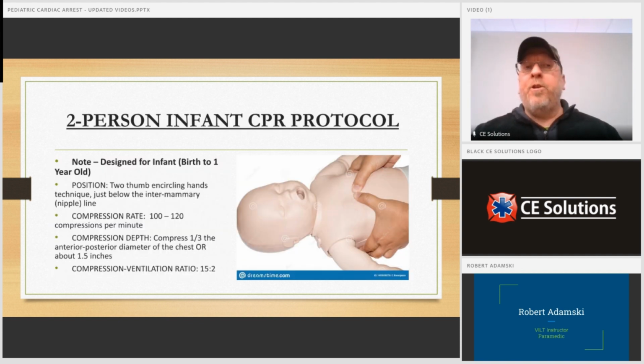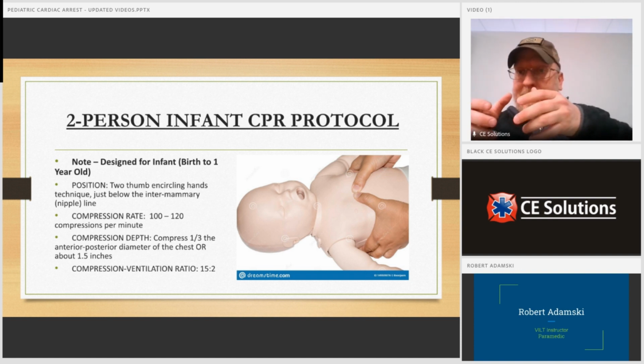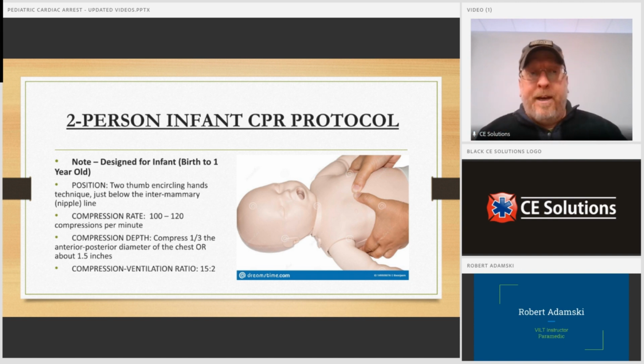Now we're going to cover two-person infant CPR. And again, infant from birth to 1 year old. Now, notice the hand position has changed dramatically for two-person CPR. So now we're using the encircling thumb technique. So you're going to take your hands like this, use your thumbs, all right? And you're going to place them in the center of the chest just below the nipple line.